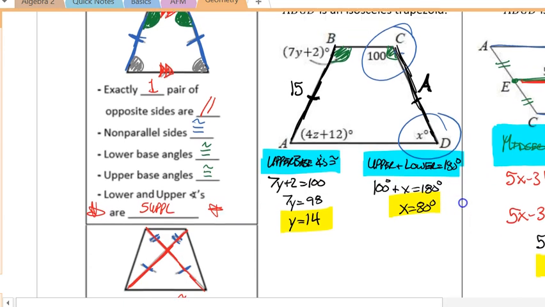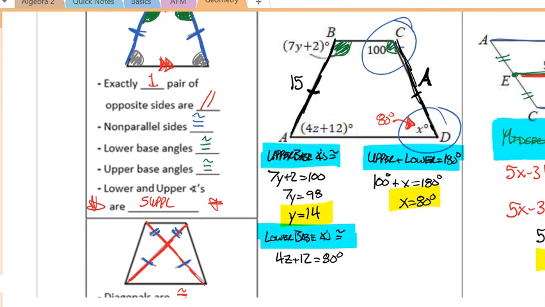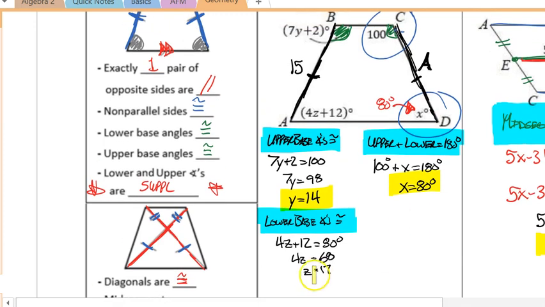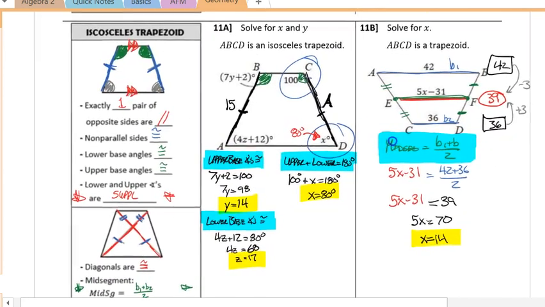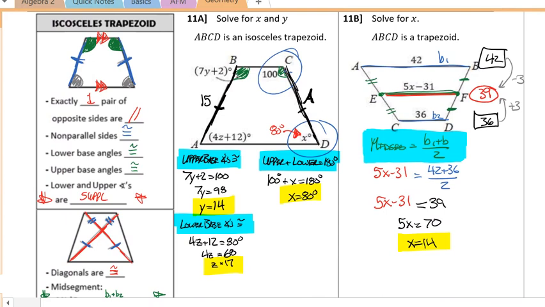Now, that's quite helpful for us because we also know that lower base angles are congruent, giving us that 4z plus 12 should be equal to 80. So solving this two-step equation gives us that z is equal to 17. Both these problems, similar ones, were on the exam and will be on the retake. They're properties that we need to know.